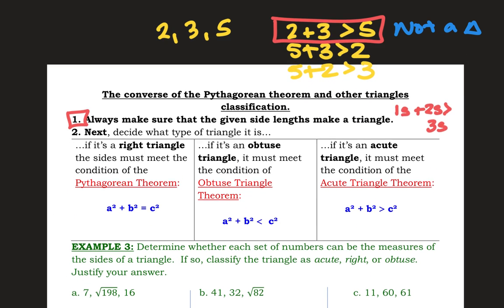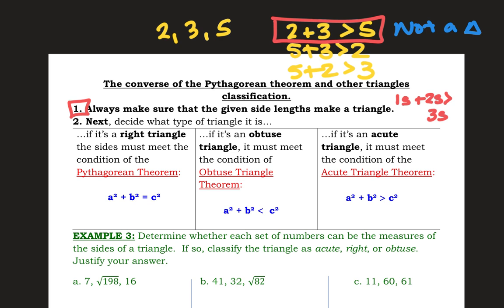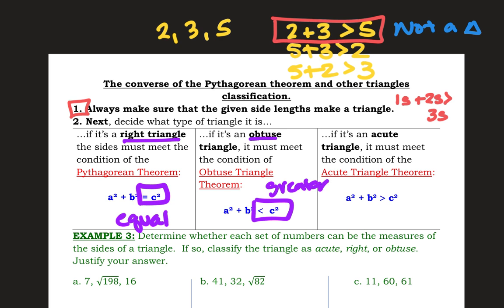Once you decide if it makes a triangle, you're then going to decide the type. The first thing has to be true: we have to have a triangle. Once we identify it, if c squared is equal to a squared plus b squared, then it's a right triangle. If c squared is greater than a squared plus b squared, then we have an obtuse triangle. And if c squared is less than a squared plus b squared, then we have an acute triangle.